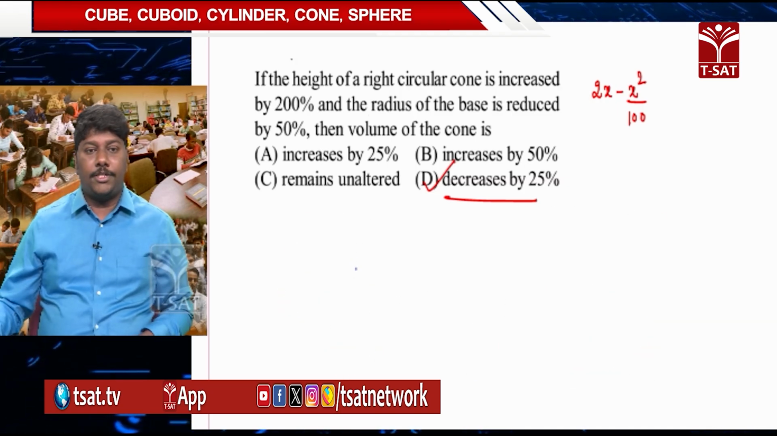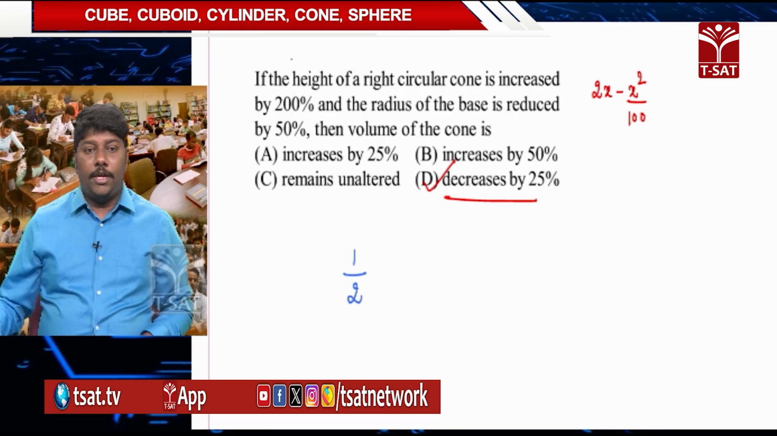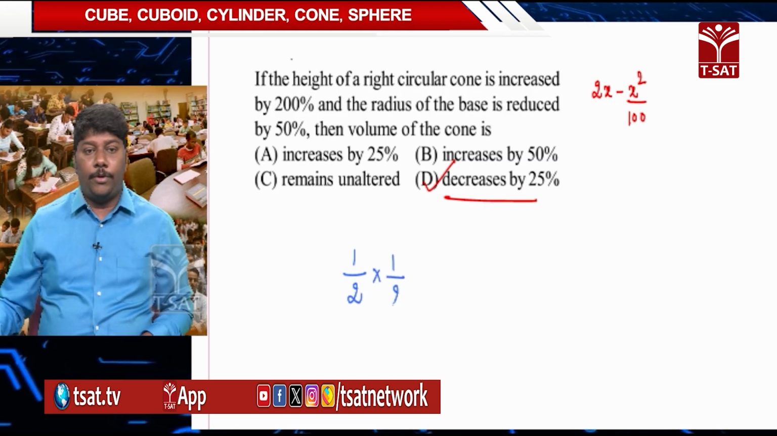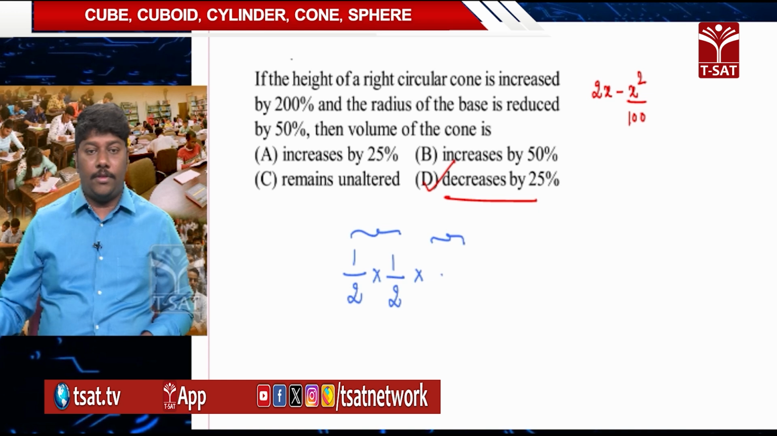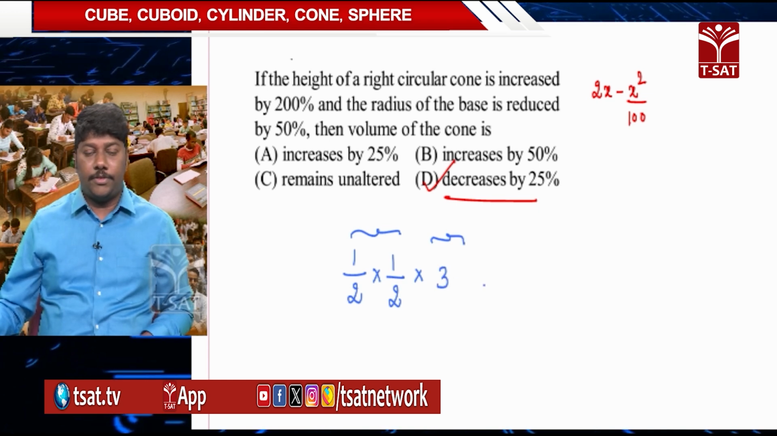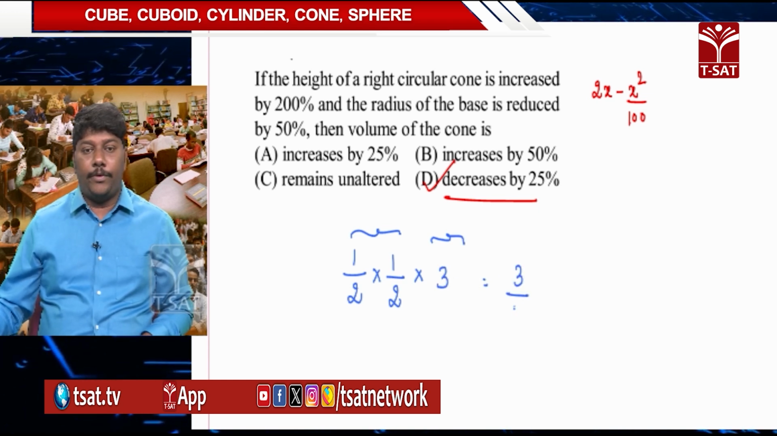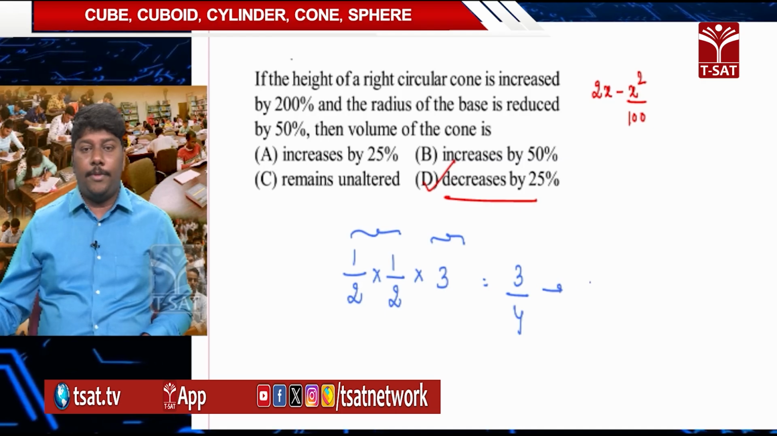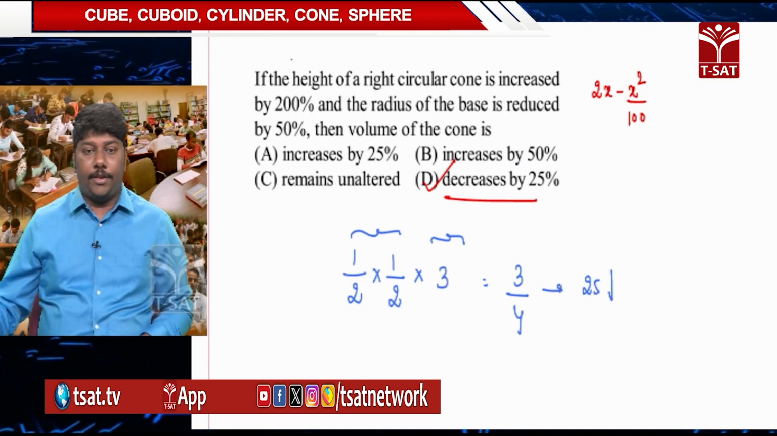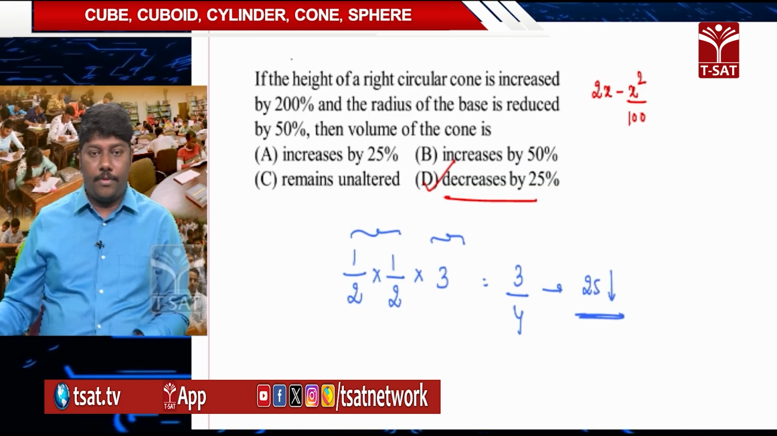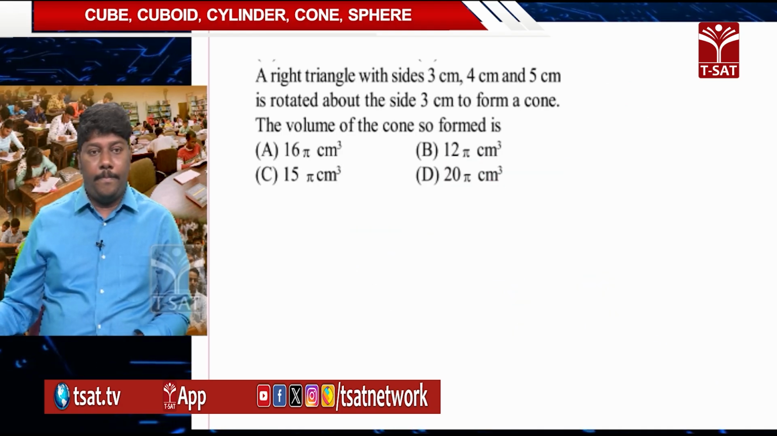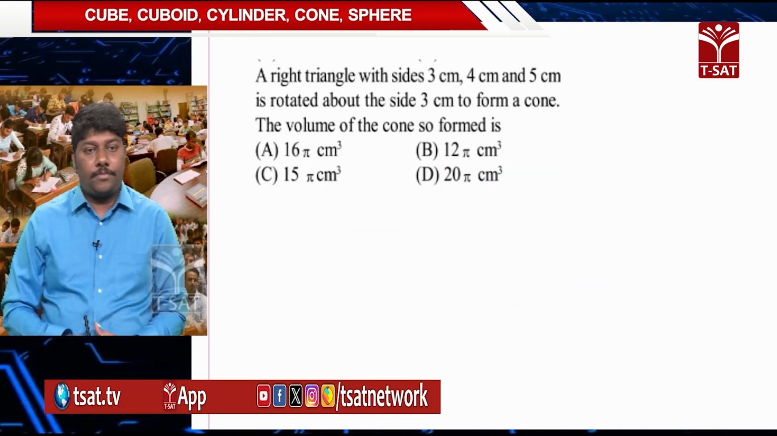So let's look at how we'll do it in terms of fractions. Now see, in terms of fractions it's very easy. In place of radius, half into half, 1/4. In place of height, 200% increase means 3 times. So it is 3 by 4. What does 3 by 4 indicate? 3 by 4 is 25% decrease. So you can directly get the answer as 25% decrease. Look at the next one.